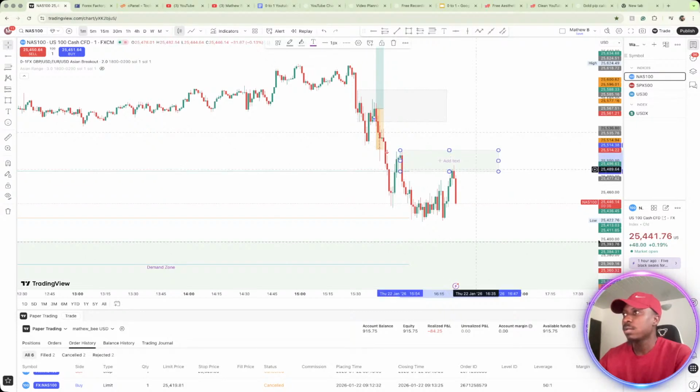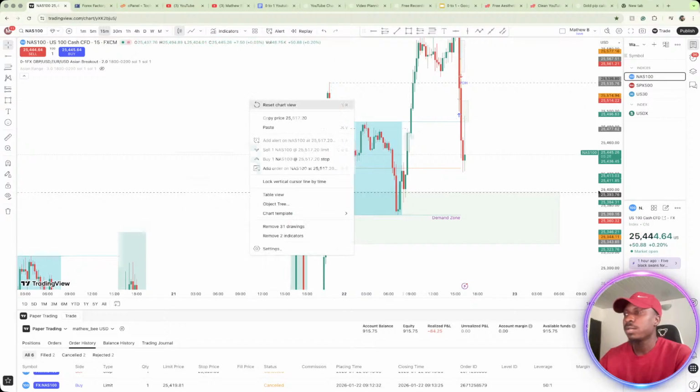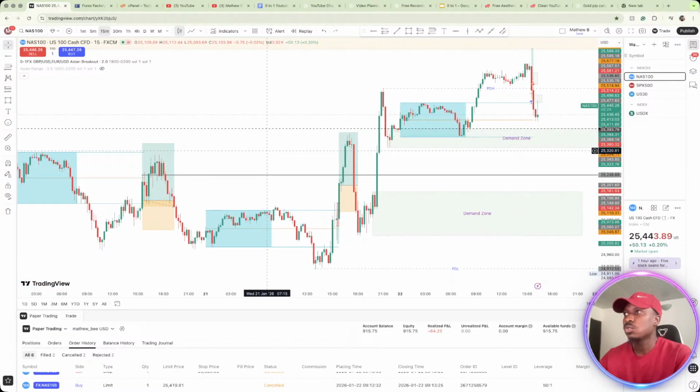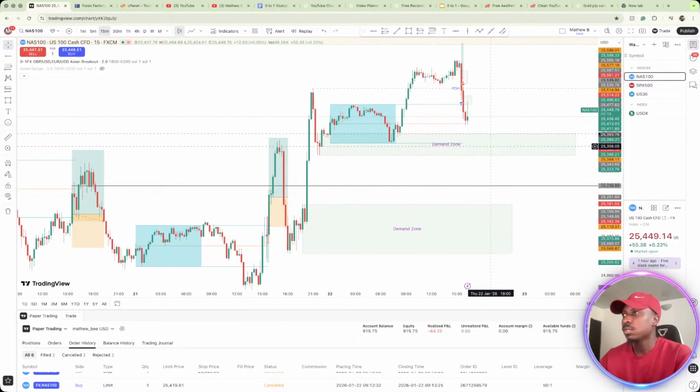But I think for now NASDAQ is still going to keep selling, take the previous day, the Asian range, and also potentially take the demand zone. So for any action right now, we're expecting NASDAQ to reach the demand zone. Then when it reaches this demand zone, we can wait for a change of character for the buyers and see if we can take the trade.